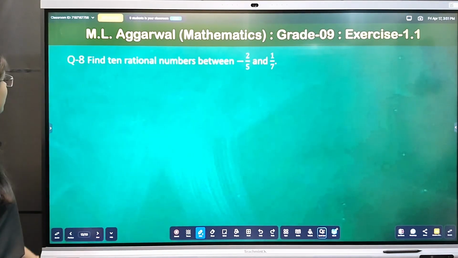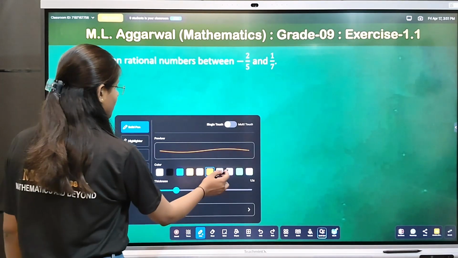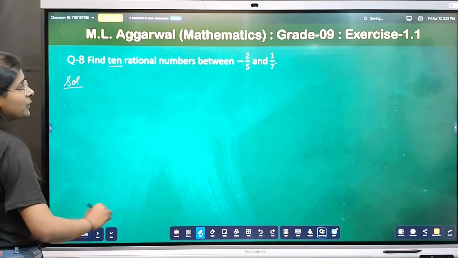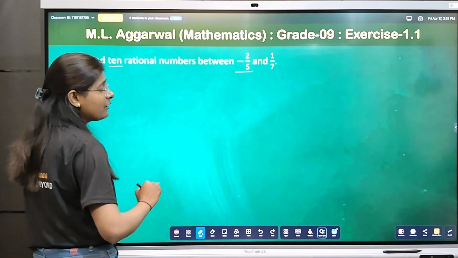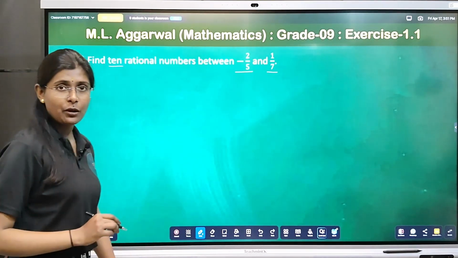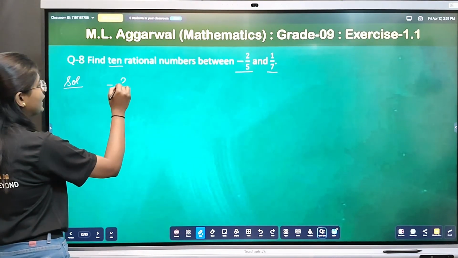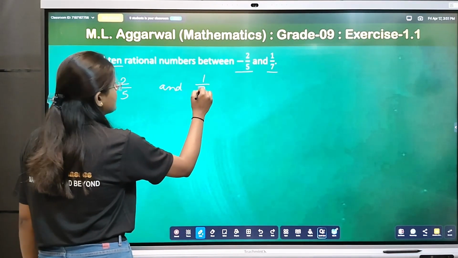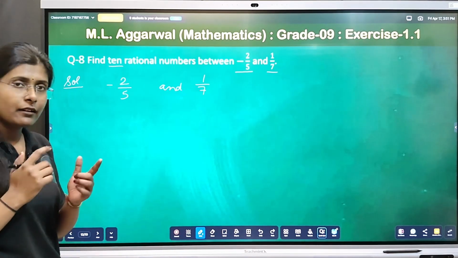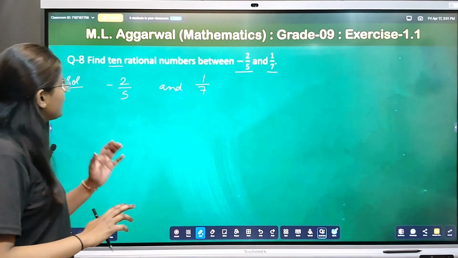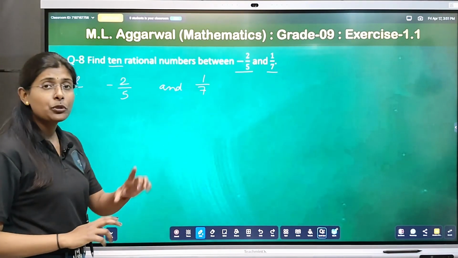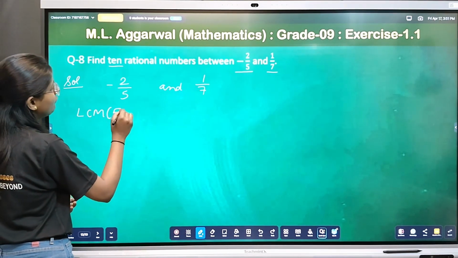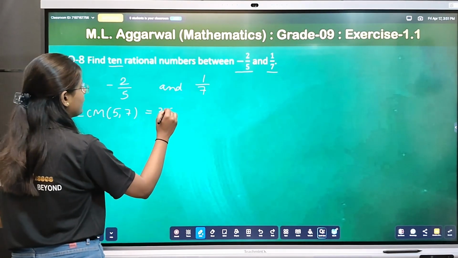Moving to the next question, that is question number 8. The question demands 10 rational numbers between minus 2 by 5 and 1 by 7. Okay? Note down your boundary lines, minus 2 by 5 and 1 by 7. Since they are already in their rational form, okay, done. Let's check their denominators. No, they are not same. So take the LCM of the denominators, 5, 7, that is 35.